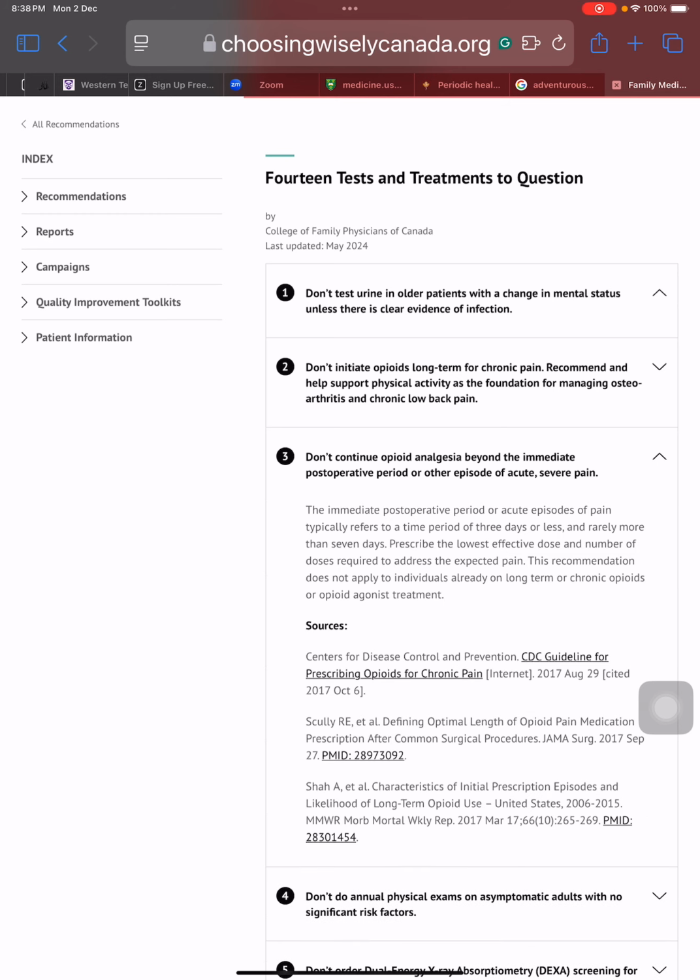Don't continue opioid analgesics beyond the immediate post-operative period and other episodes of acute severe pain. The immediate post-operative period and acute episodes of pain typically refer to a time period of 3 days or less, and rarely more than 7 days.